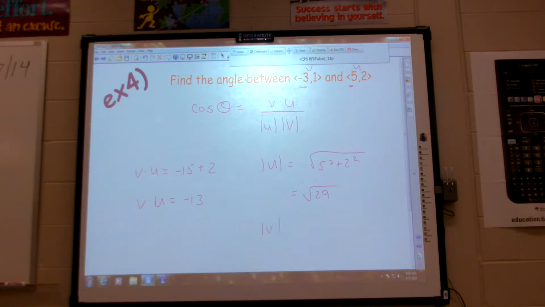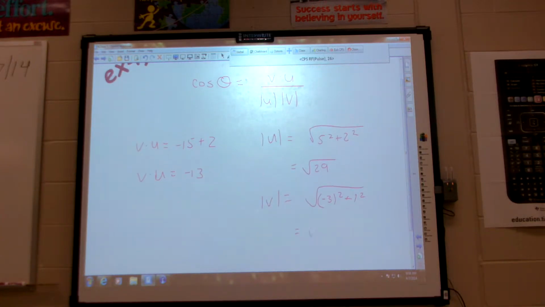Let's do the magnitude of v, which is negative 3 squared plus 1 squared. What will I get there? Square root of 10. Does everyone agree with that? So let's go back to my problem here. I know that cosine of theta is v dot u, which is negative 13, over the square root of 29 times the square root of 10.